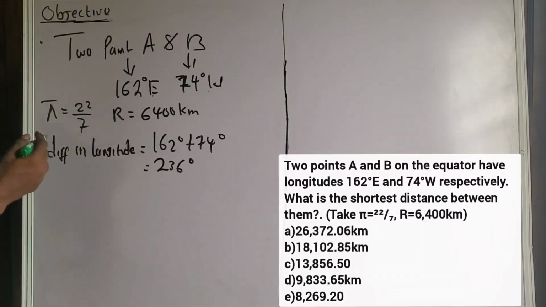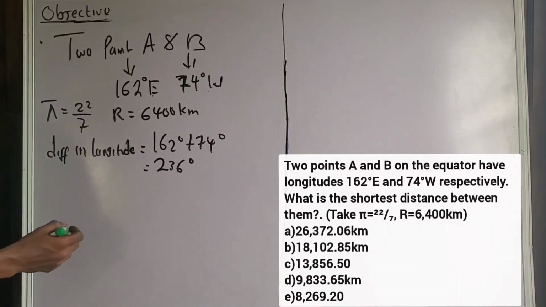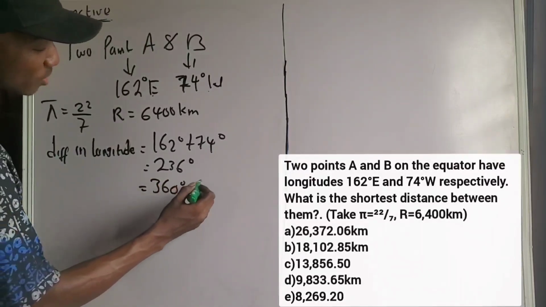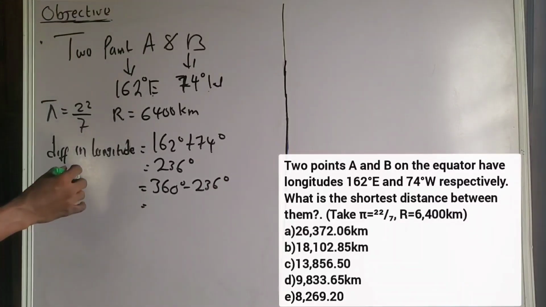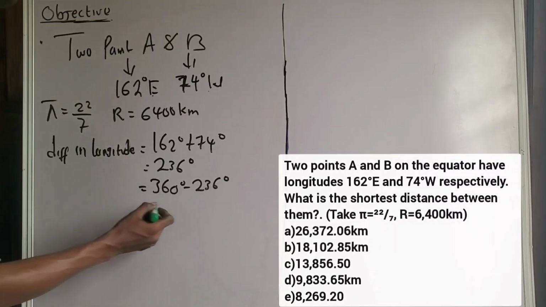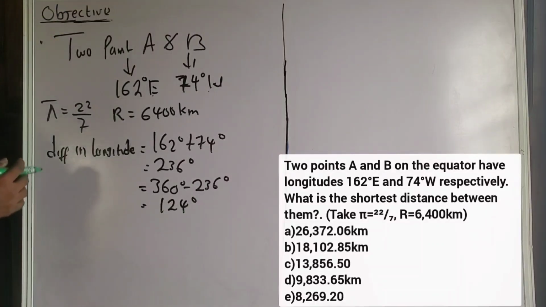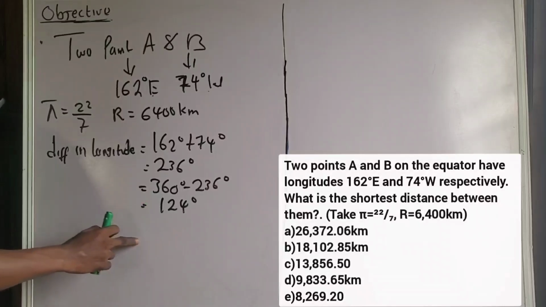Having calculated the difference in longitude, since you are looking for the shortest distance, you are going to subtract what you have here from 360 degrees. So I'm going to have 360 degrees minus 236 degrees, that is 124 degrees.